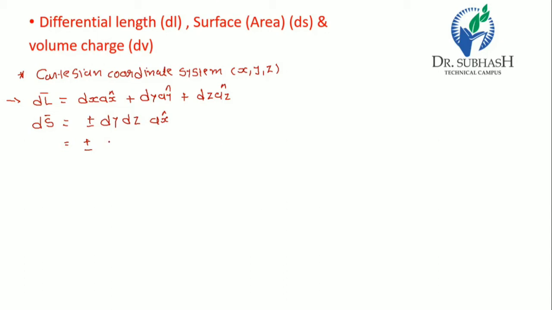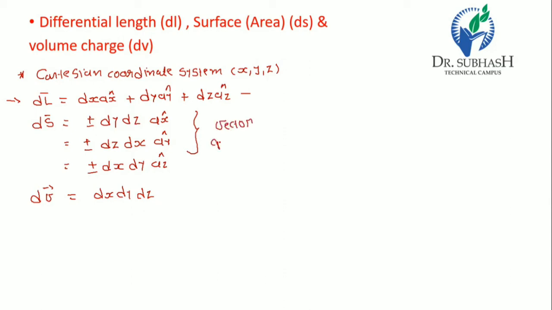If we use the y plane, then dz dx in the ay direction. If we use the z plane, then dx dy in the az direction. And the differential volume is represented by dv is equal to dx dy dz. Here differential length and the differential surface both are vector quantities, whereas the differential volume is a scalar quantity.